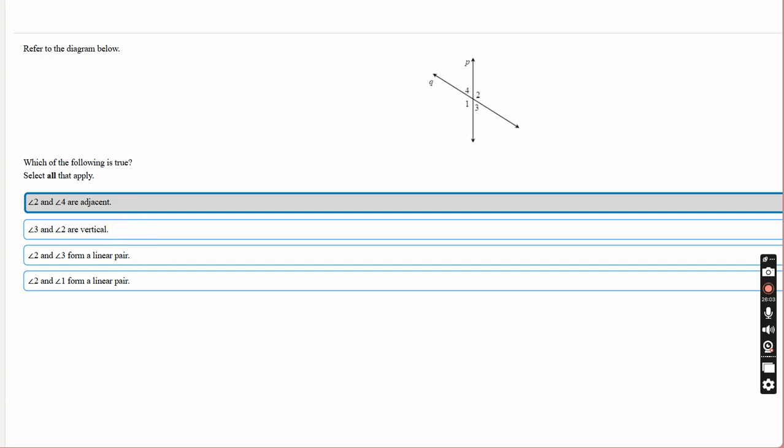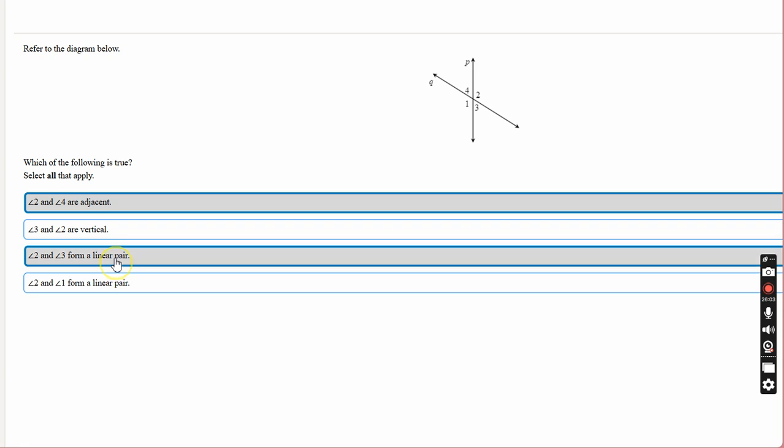2 and 3 form a linear pair. So 2 and 3 form a linear pair. Yes, they do. Remember, they are two opposite rays, and then there's a shared common ray between them. So what is that? 2 and 3 form a linear pair. So there you go. These two are your answers.